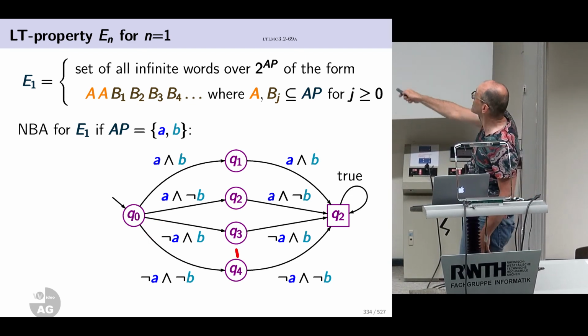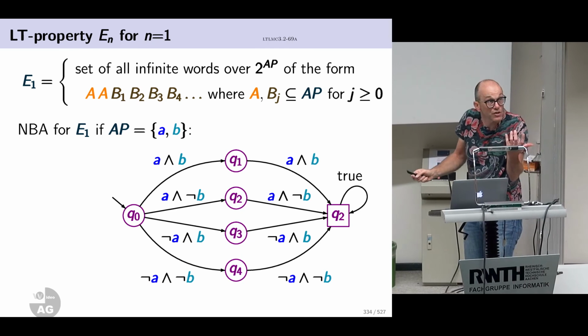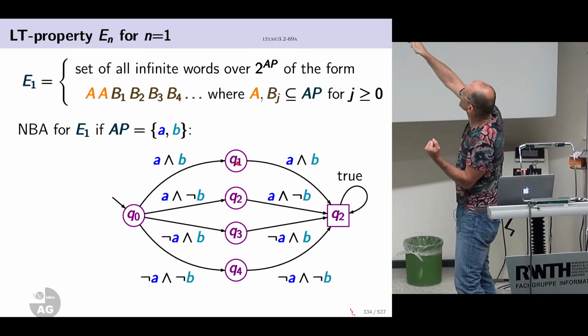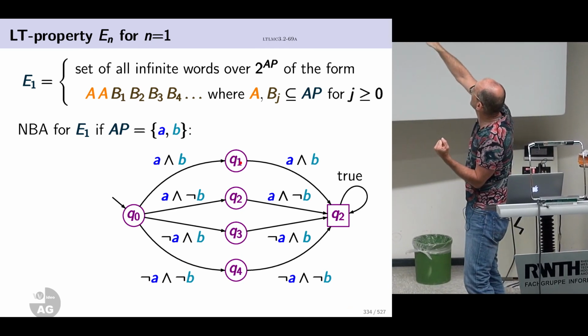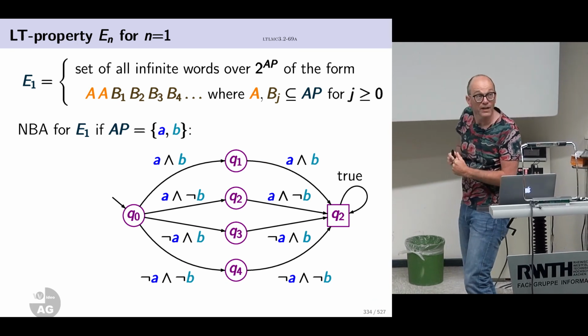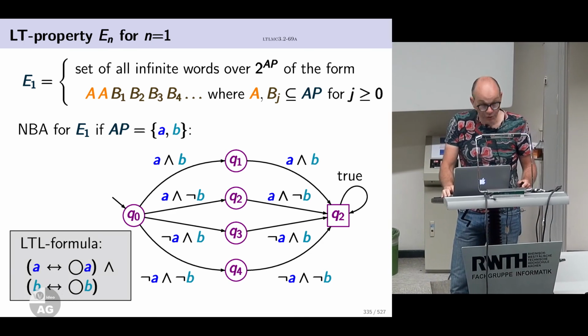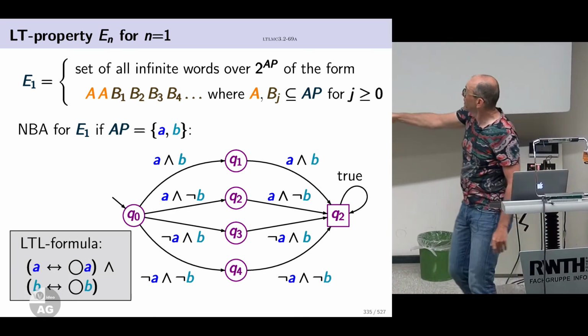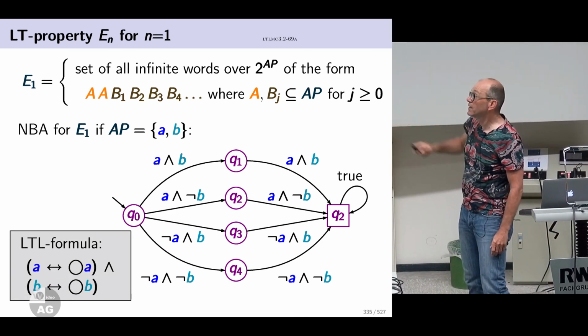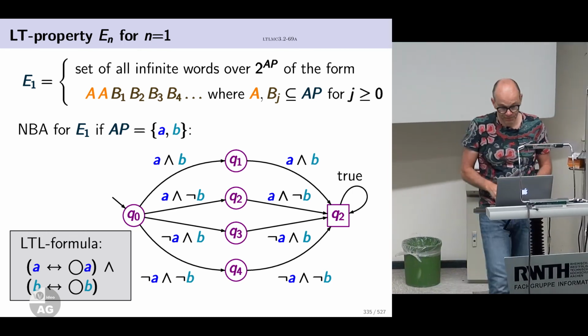In those intermediate states, there is my memory, so to speak. So if the prefix was A and B before, I have only an outgoing edge with A and B. And the same for all the other states. Good. What happens if we, and this is the formula, A if and only if next A, and B if and only if next B.